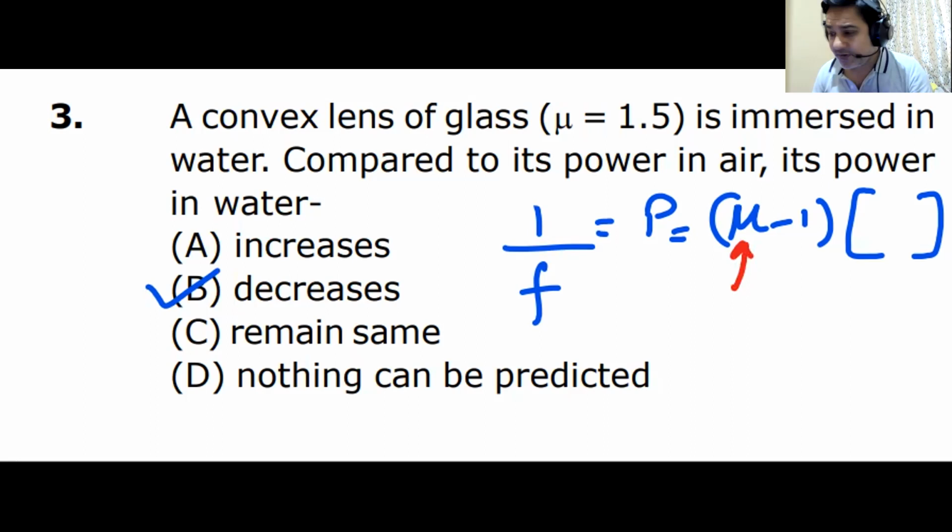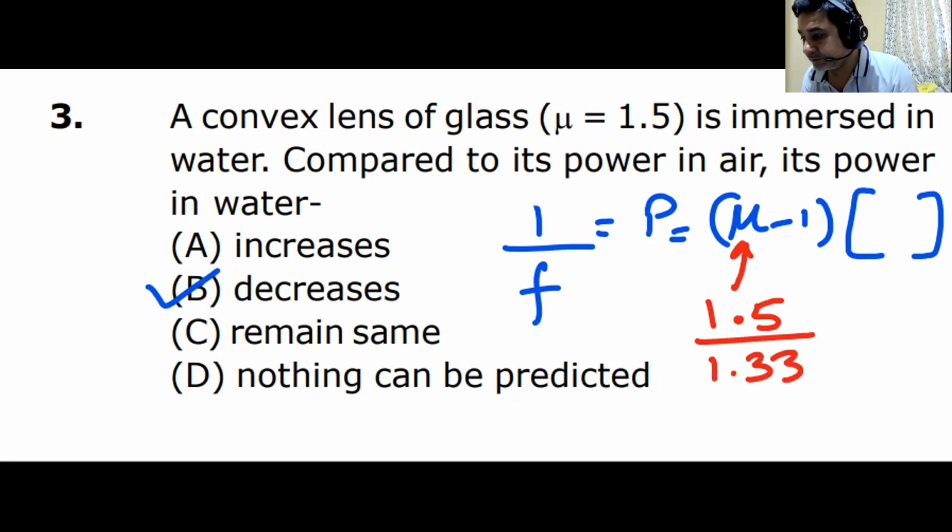Now when you have the refractive index with respect to water, it will be 1.5 divided by the refractive index of water, which is 1.33. So instead of 1.5, it is 1.5 divided by 1.33. The value of 1.5 divided by 1.33 will be less than the value of 1.5. Do we understand this? Since it is less, the value of power will decrease, and hence the option is option B.